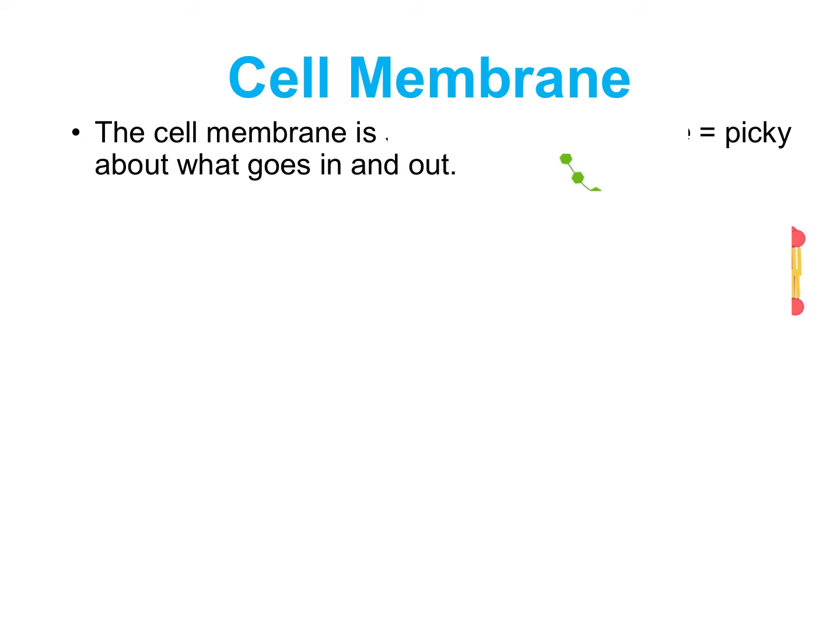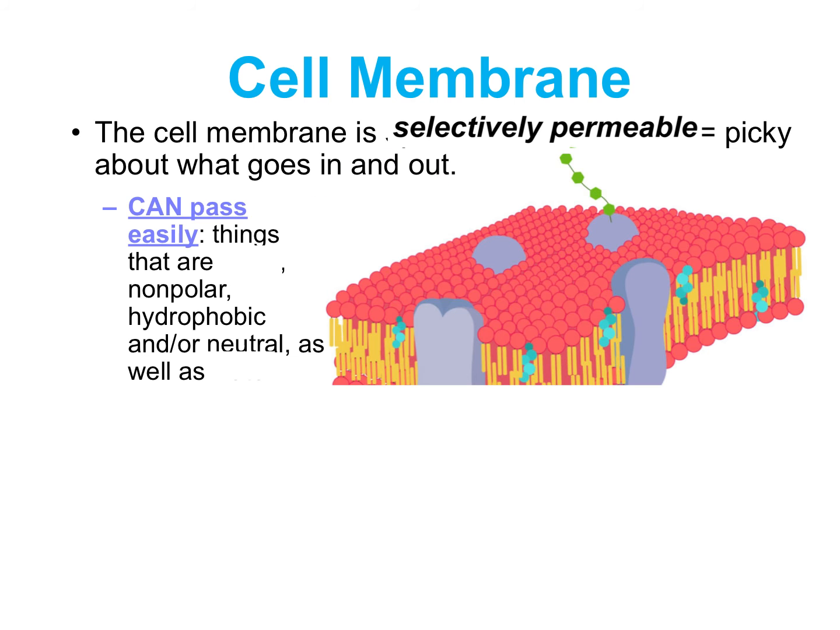When talking about the cell membrane, we will often say that the cell membrane is selectively permeable, which means that it is picky. It is picky about what goes in and out of the cell. So first, let's talk about the things that can pass easily through the cell, things that the cell membrane likes. And these are things that are small, non-polar, hydrophobic, and or neutral, as well as water.